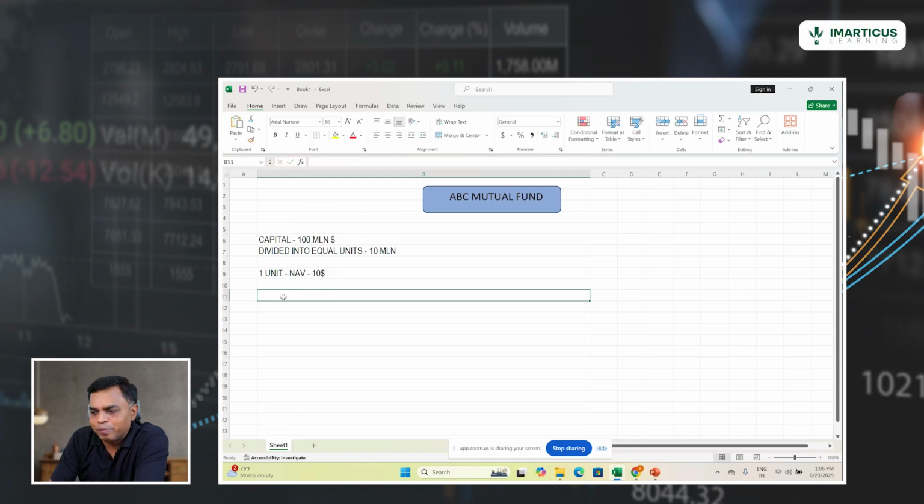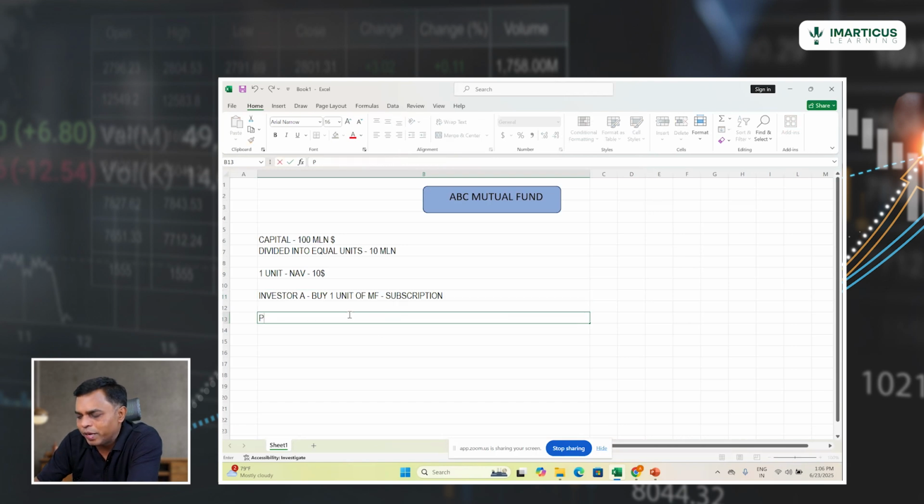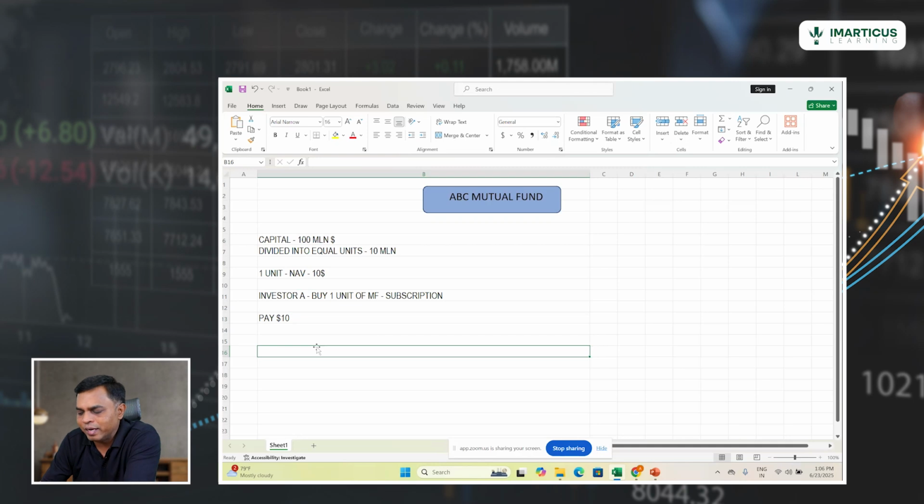Now, how the investments will happen is there are investors. Let's say there is an investor A. What investor A does is he buys one unit of the mutual fund, and we call this process subscription. Subscription in the fund world means buying of units. So, he will buy one unit and investor A will pay $10. Similarly, a mutual fund collects investments from thousands and millions of investors. These investments are pooled together and they invest in the market. Let's say ABC mutual fund has collected $100 million and they are investing in the market.